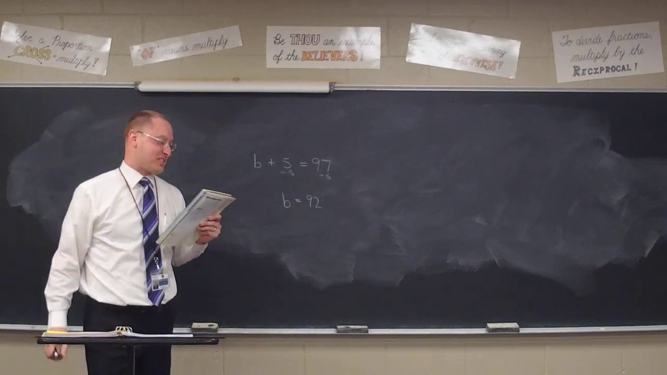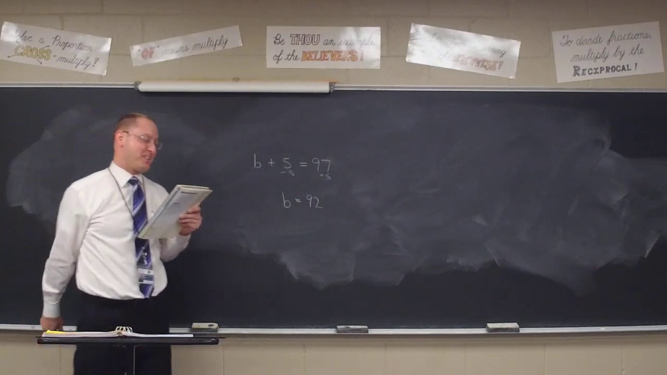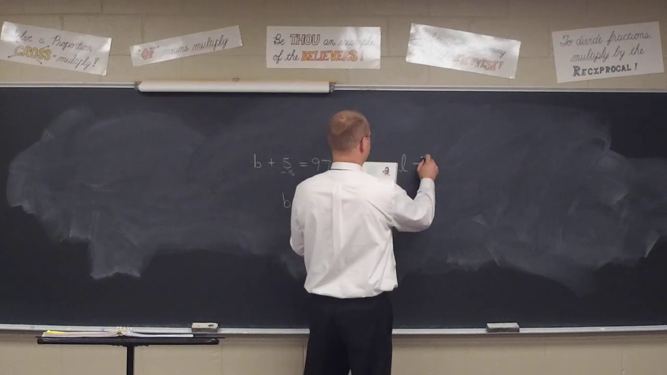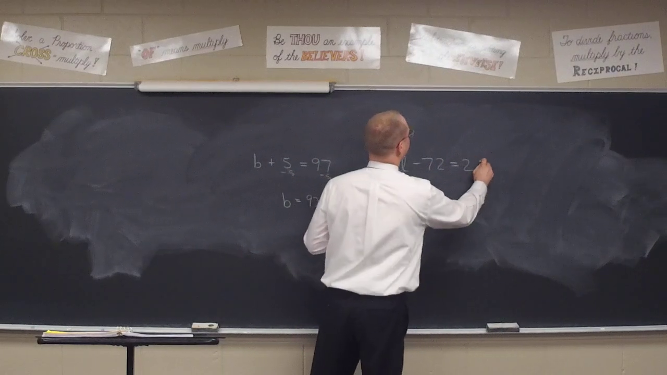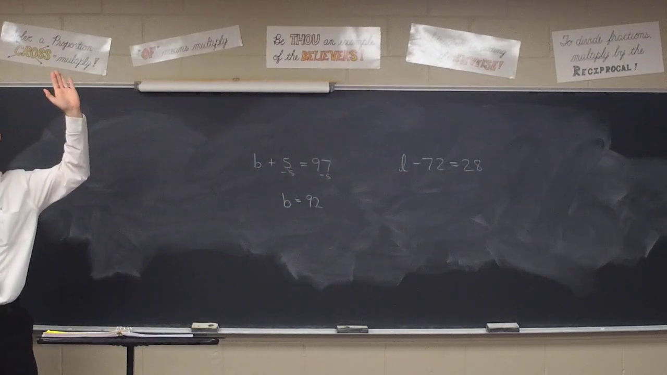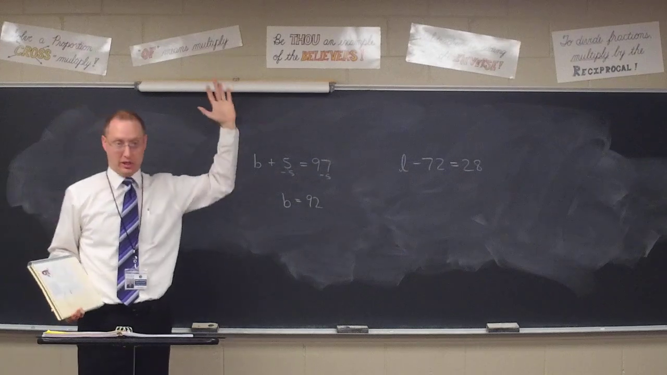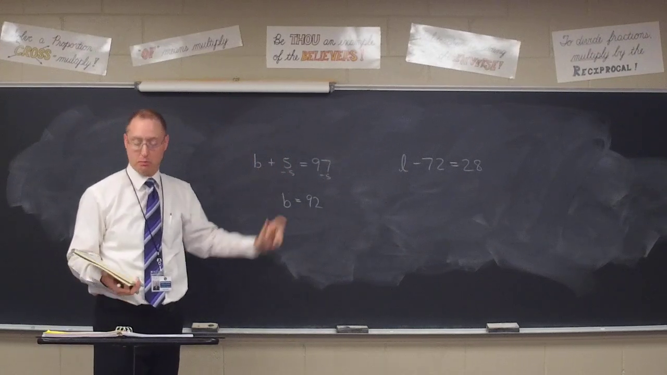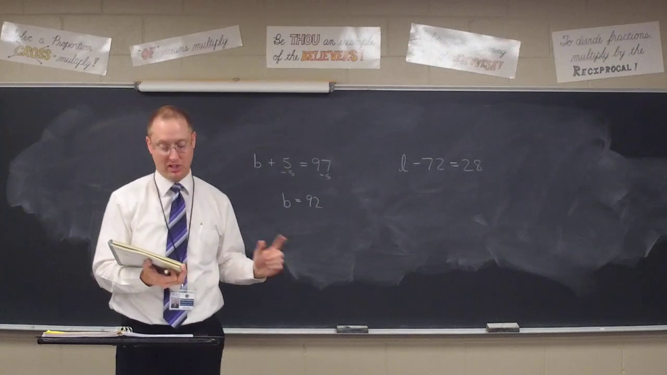All right. So, Joel, what is your equation? L minus 72 equals 28. How many had letter, whatever it was, minus 72 equals 28? Did anyone have 72 minus letter equals 28? Okay, in this case, that would be wrong, wouldn't it? Because subtraction's not commutative, so you can't get away with the flip when it's a less than.